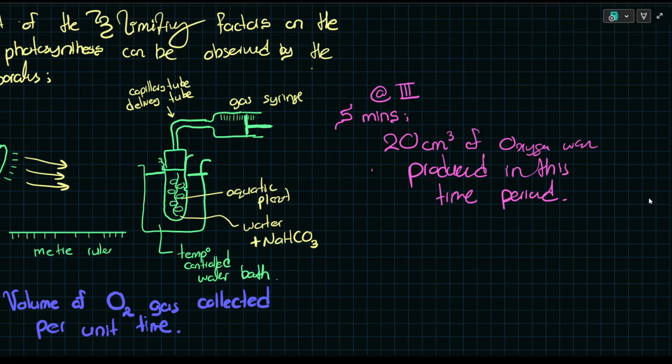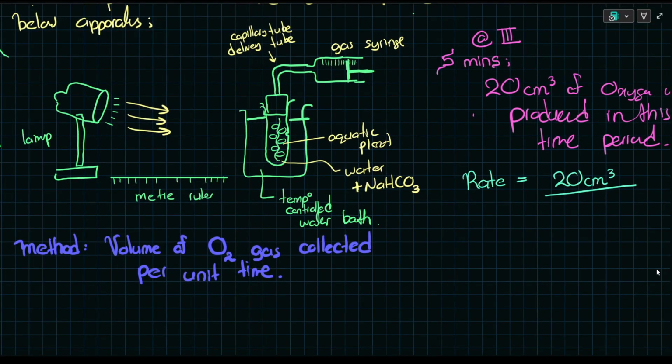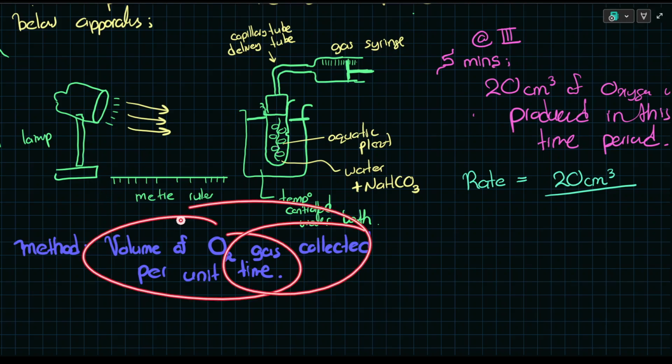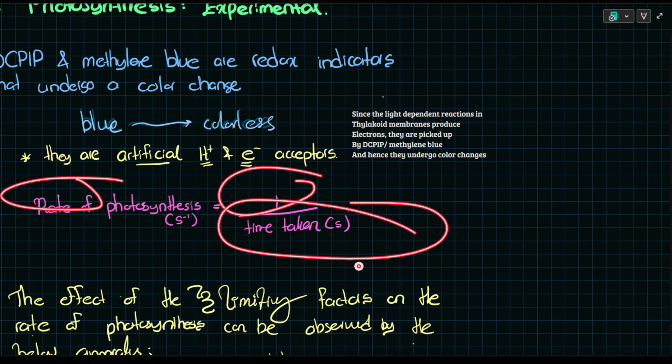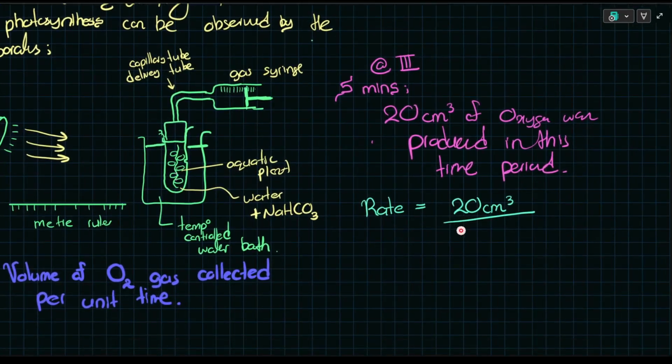Therefore, I will now be able to calculate the rate of photosynthesis, the rate of this particular photosynthetic reaction. Let's try that. So, I produced 20 cm3 of oxygen. So the method that we are using is the volume of oxygen collected per unit time. That is how we calculate the rate, one over time taken, per unit time.